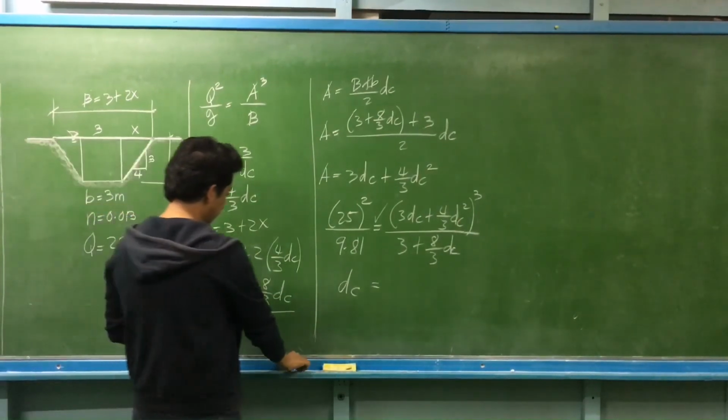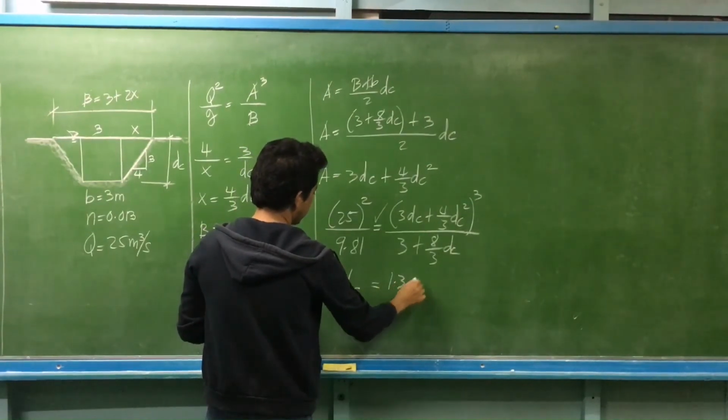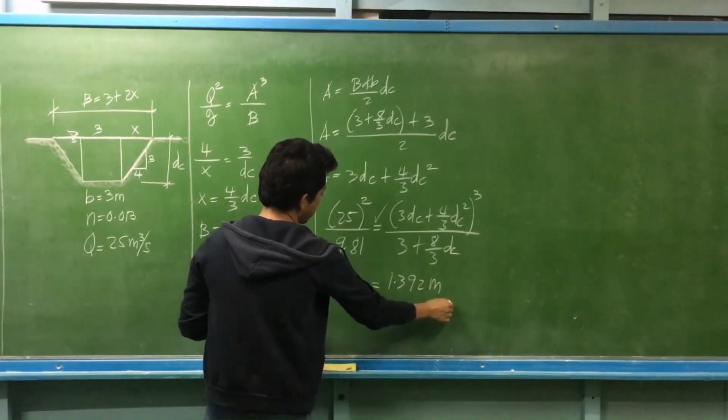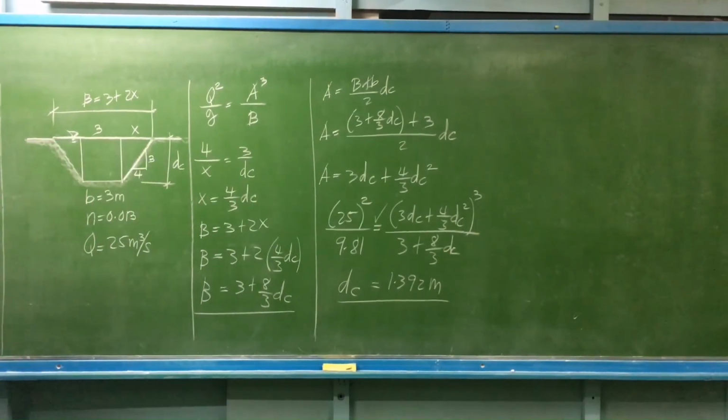Alright, so we have the critical depth equal to 1.392 meters. So that will be the critical depth. Let's double check.